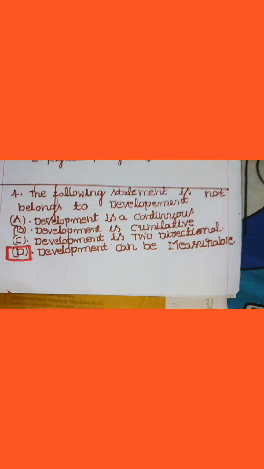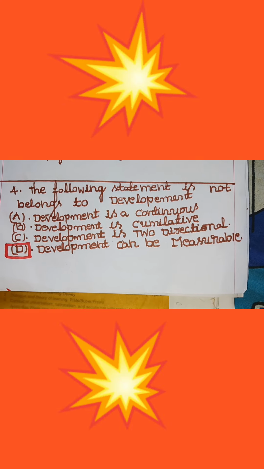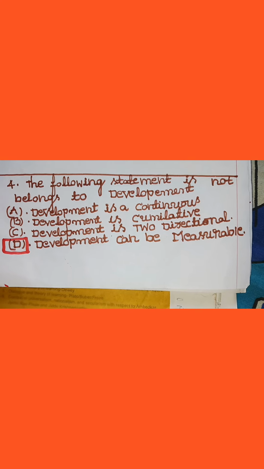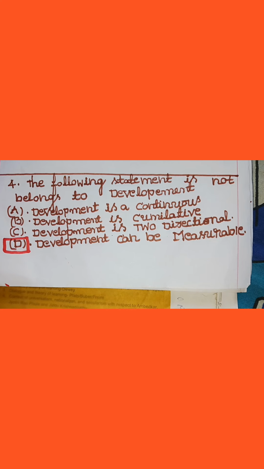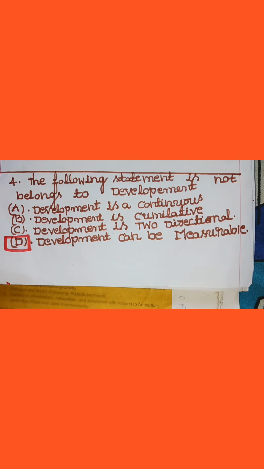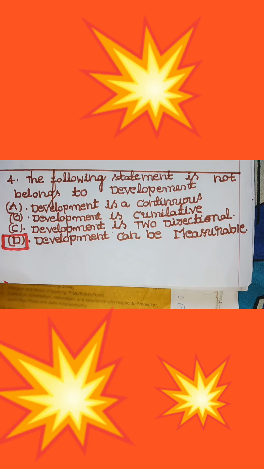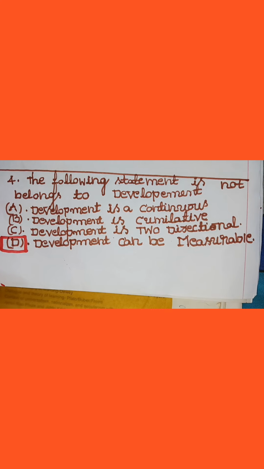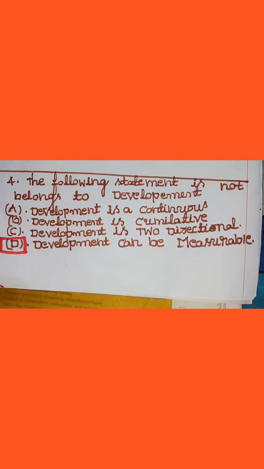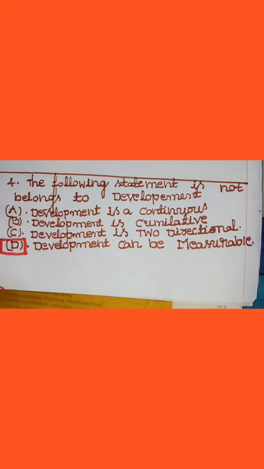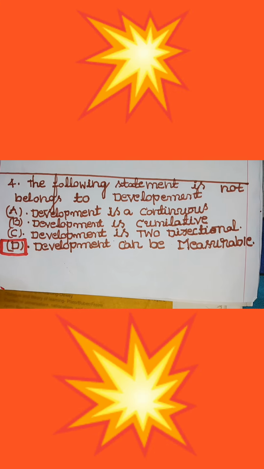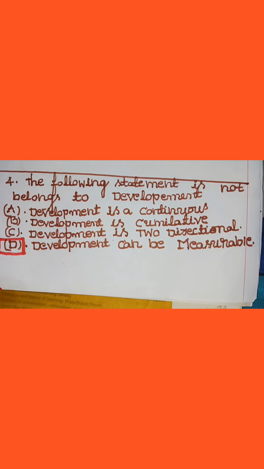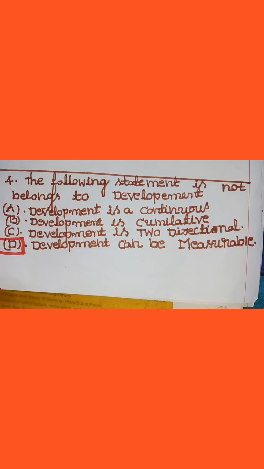Next question, fourth question. The following statement does not belong to development. A. Development is continuous. B. Development is cumulative. C. Development is two directional. D. Development can be measured. So here, development is continuous is the right answer. B. Development is cumulative is the right answer. C. Development is two directional is the right answer. Only development can be measured is the wrong answer.